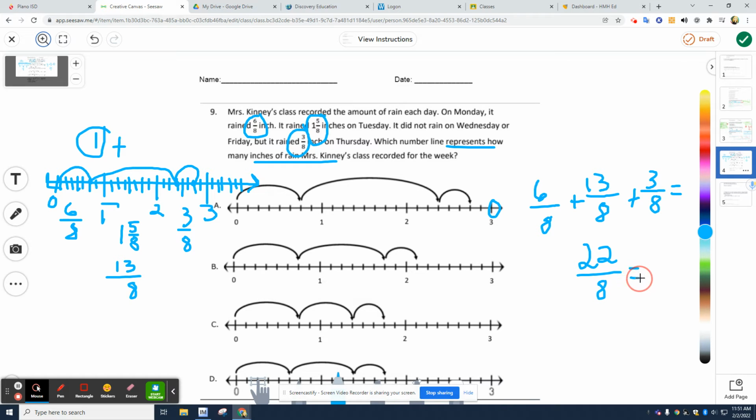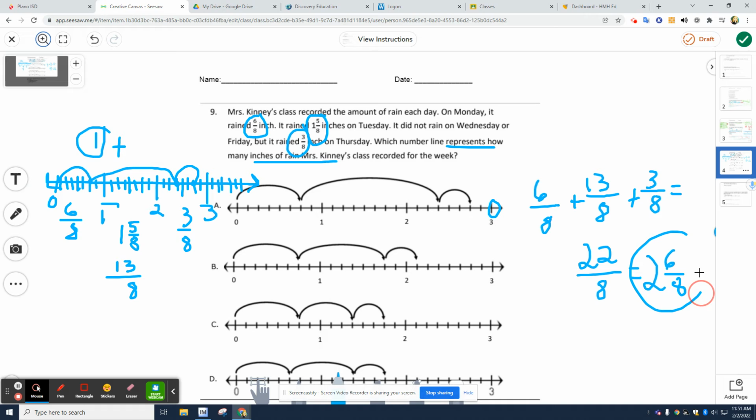And if I'm going to convert that to a mixed number, I divide 8 into 22. It goes 2 times with 6 left over. Now I can check and see 2, 1, 2, 3, 4, 5, 6. So my answer is exact. Now it's time for me to check each of my answer choices. My suggestion would be to label 1, 2, 3, 4, 5, 6, 6 eighths. I would actually label and check my ending point. I'll let you finish this one on your own.